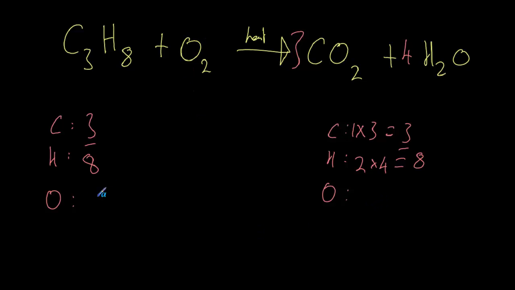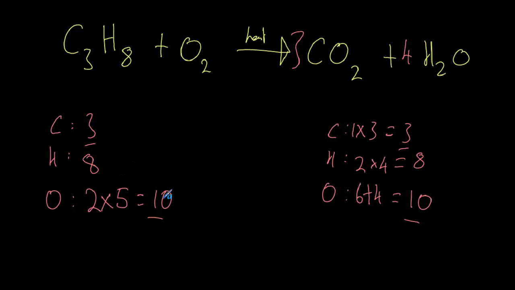Okay, now how about the oxygens? Well, there are 2 oxygens here because of O2, but we now have multiplied these molecules, so we have 3 lots of CO2, which has 2 oxygens in it, so 3 times 2 is 6, plus 1 oxygen in each water. 1 lot of 4 is 4. So 6 oxygens from CO2, 4 oxygens from water gives us a grand total of 10 oxygens on the right hand side. Now obviously 10 is more than 2, and what do we have to multiply 2 by to get to 10? Well, 2 times 5 is going to give us 10, and now they are balanced.